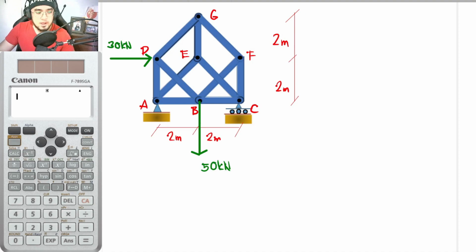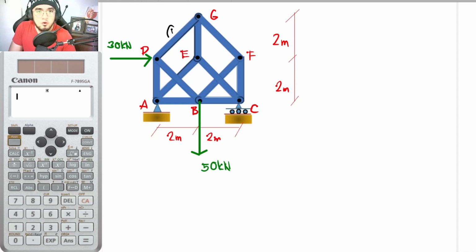Okay, so for our sample problem, let us have this truss right here. In this truss, we have a 30 kilonewton load at the left and a 50 kilonewton load at the bottom. The first thing that we must do is check its determinacy. Let us check if it is statically determinate in order for us to know what method we will be using. For its determinacy, let us count the number of members.